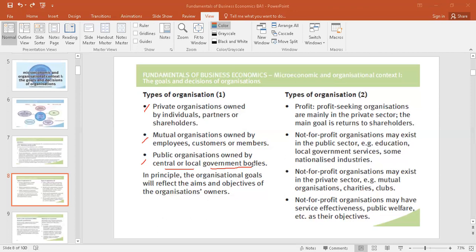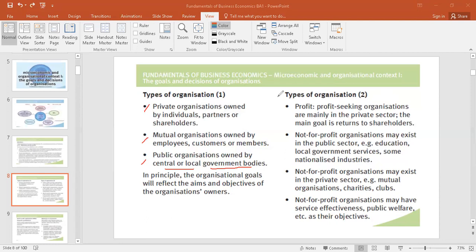For the mutual benefit of each other, when employees, customers, or other members come together and join the organization or start the organization, then we call that a mutual organization. But if the organizations are owned by any type of government body, central or local government body, then it's called a public organization. Very basic. There is nothing difficult in this to be remembered.